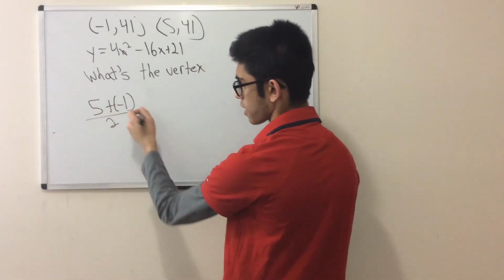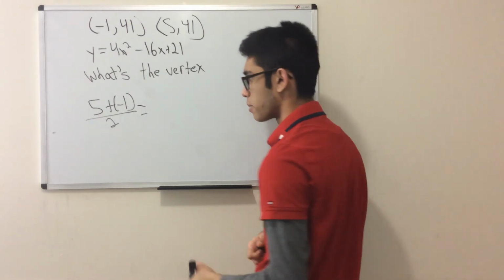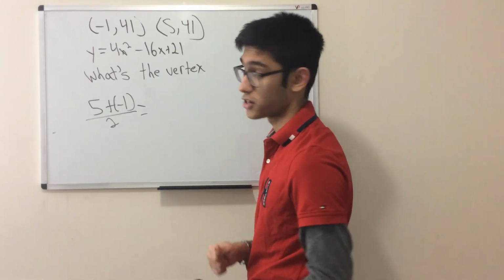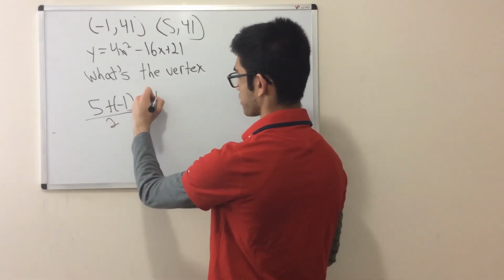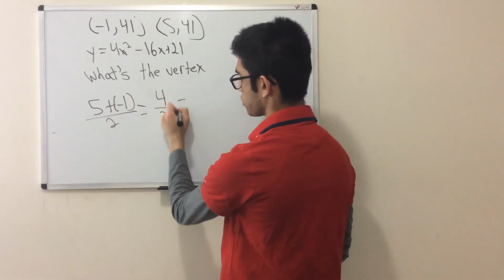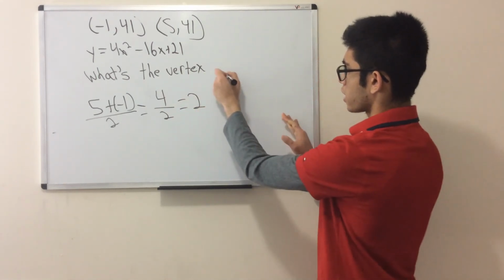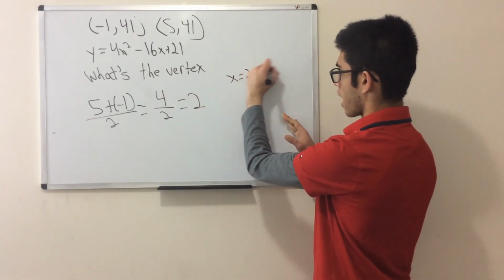Be careful with the brackets and the adding. I feel like it trips a lot of people up. Tripped me up for sure when I was back there. I tripped up on a lot of things, but we don't need to mention that. But 5 minus 1 is 4, divided by 2 is 2. And there we go. So this is the x-coordinate. So x equals 2 is my axis of symmetry.